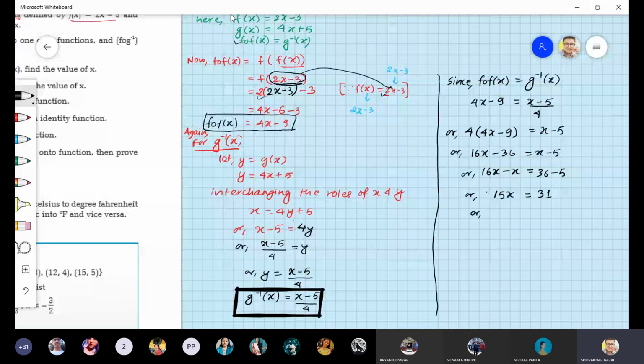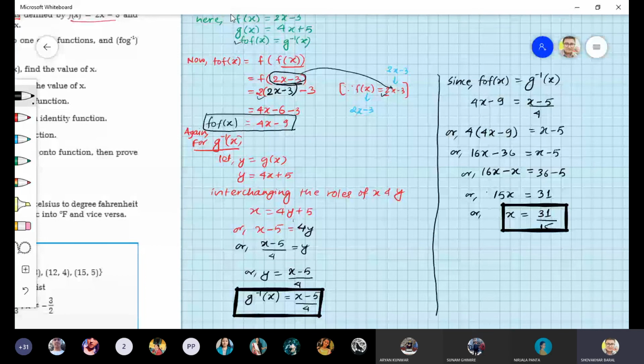So x will be equal to 31 divided by 15. Is there any calculation error? The answer doesn't usually come in this fraction. I don't think there is any error, but let me check it again. We found 2x minus 3 is the function. 2 times 2x minus 3 minus 3, 2 times 2 is 4, 2 times 3 is 6, 4x minus 6 minus 3, 4x minus 9.